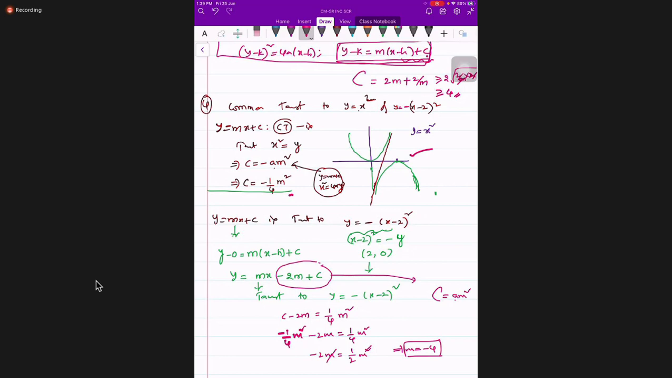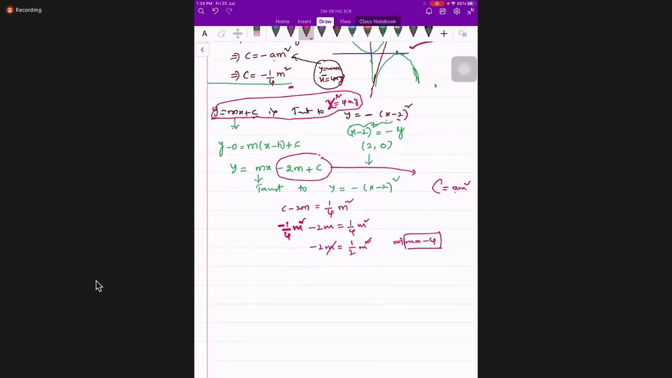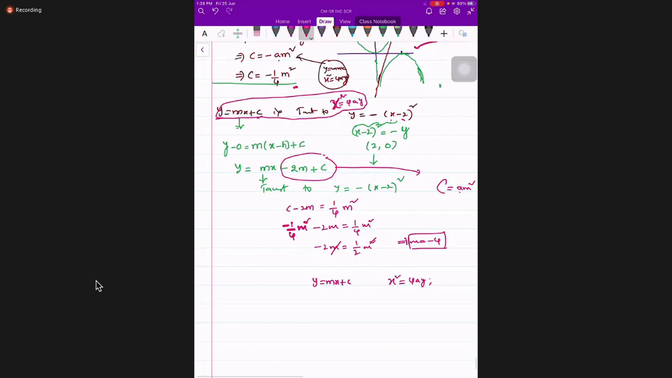Don't confuse. See, when you want to compare, this is a tangent to this parabola, accepted. No confusion here, students. This is accepted for this parabola only, but to this parabola, this is not a tangent. To this parabola, tangent is this only. Again I'm saying, y equal to mx plus c is tangent to x square equal to 4ay. Got it? Okay, students?